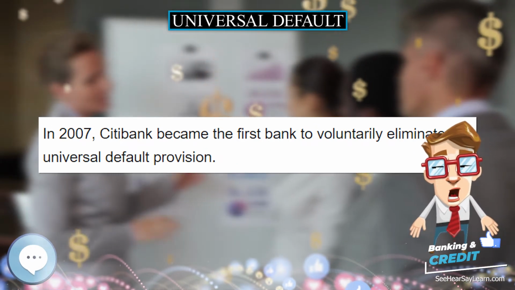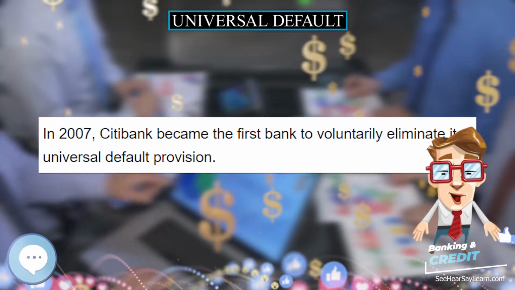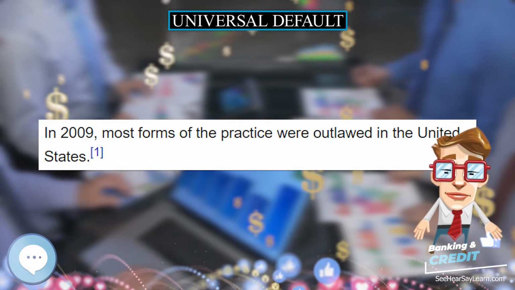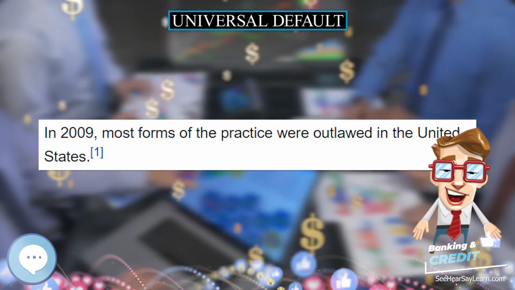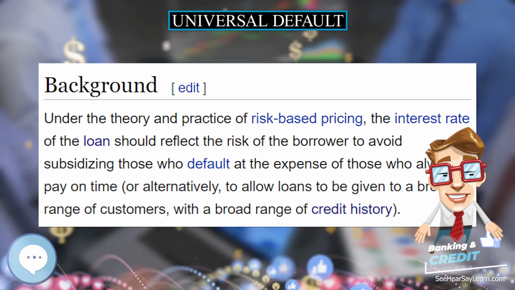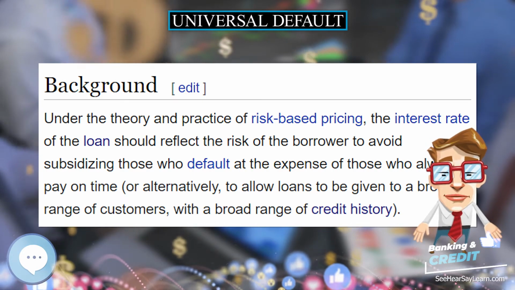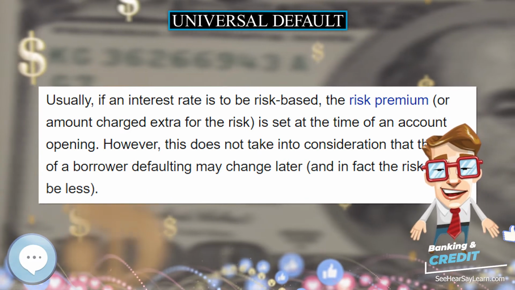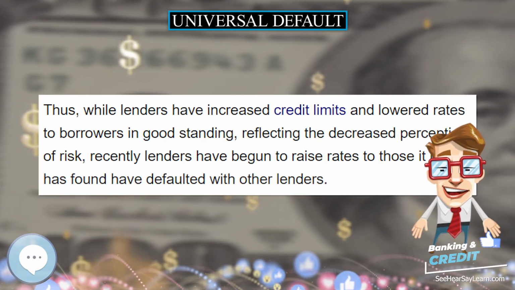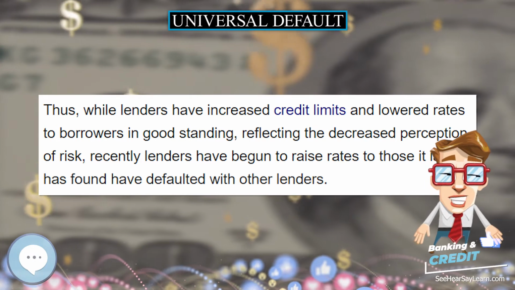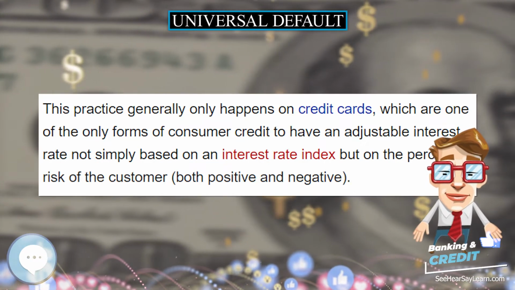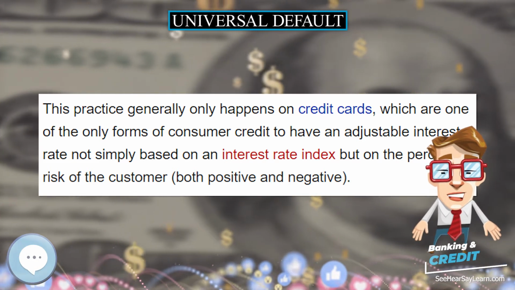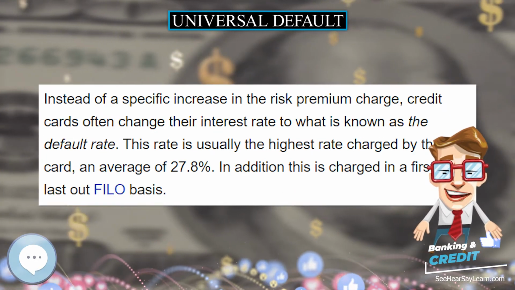Thus, while lenders have increased credit limits and lowered rates to borrowers in good standing, reflecting the decreased perception of risk, recently lenders have begun to raise rates to those it later has found have defaulted with other lenders. This practice generally only happens on credit cards, which are one of the only forms of consumer credit to have an adjustable interest rate not simply based on an interest rate index but on the perceived risk of the customer, both positive and negative. Instead of a specific increase in the risk premium charge, credit cards often change their interest rate to what is known as the default rate.